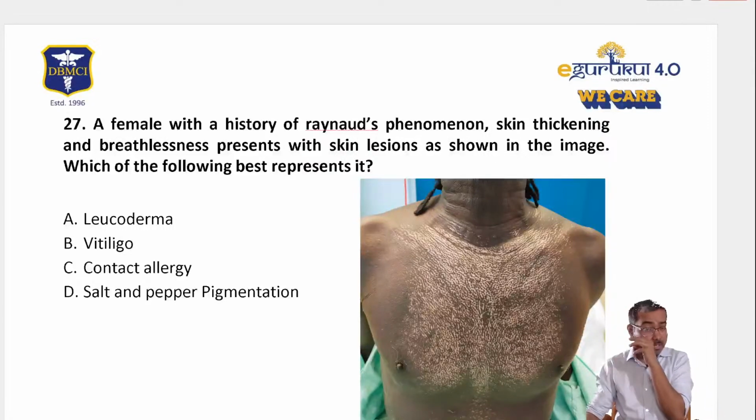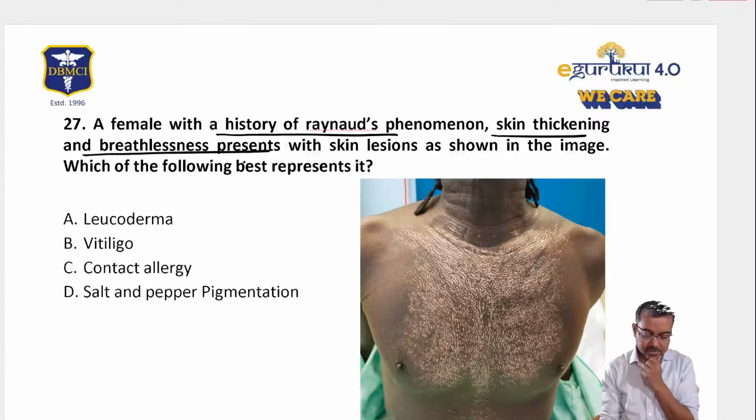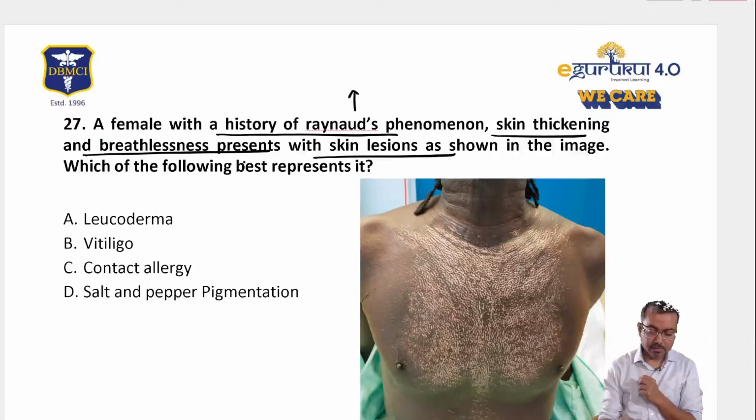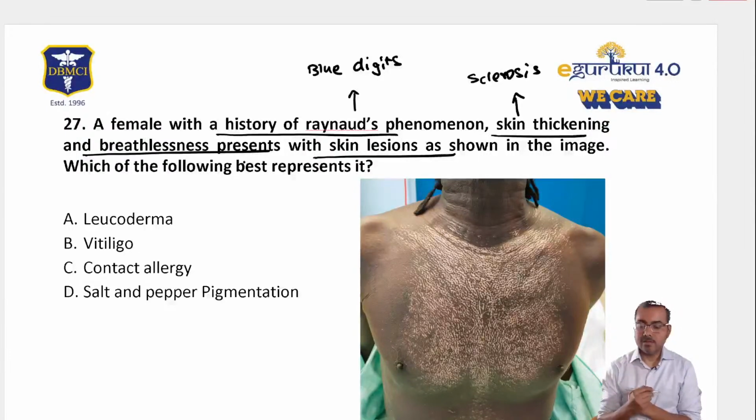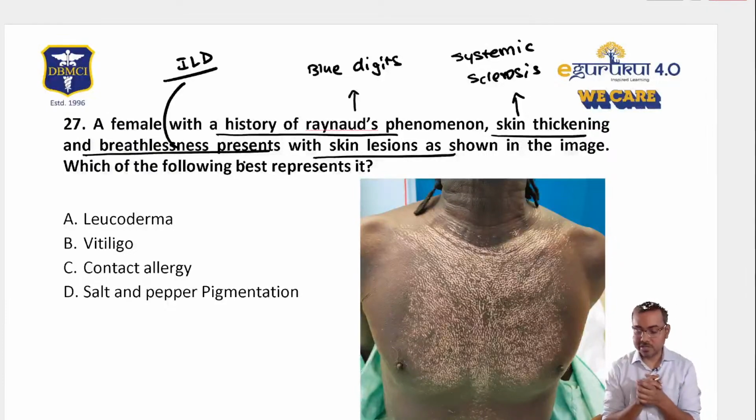Important question. This was an unusual question, so I have to give you a bit more information on this. A female with history of Raynaud's phenomenon, skin thickening and breathlessness presents with skin lesions as shown. The following best represents it. First of all, Raynaud's phenomenon is episodic vasoconstriction of your digital vessels, giving you blue digits. Skin thickening is called sclerosis. Systemic sclerosis is likely because there's breathlessness, which means interstitial lung disease.